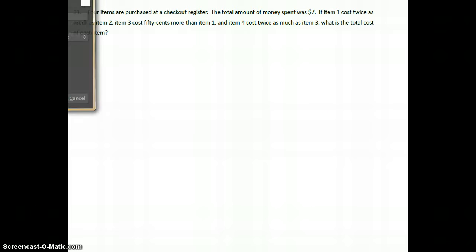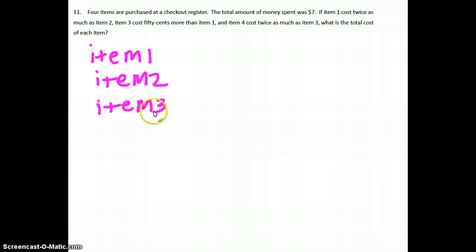Hey guys, in this problem what I wanted to look at was problem number 11 from the study guide for exam 1. What we are going to be looking at in this particular problem is the idea of items that are being purchased at a checkout register, and it says that there's 4 items in all.